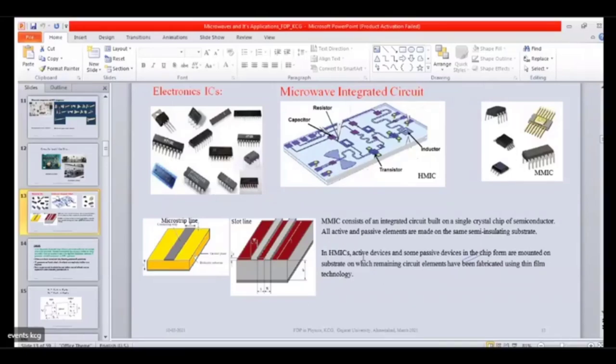In hybrid microwave integrated circuit, active devices and some passive devices in the chip form are mounted on the substrate on which remaining circuit elements have been fabricated using the thin film technique. It is a combination, it is hybrid of the integrated circuit and the discrete circuit elements. So this shows the hybrid integrated circuit, right? So various circuit elements, some ICs are there, some active circuit elements are there, and passive circuit elements, right? They are connected to the microstrip lines, and this forms the hybrid integrated circuit.